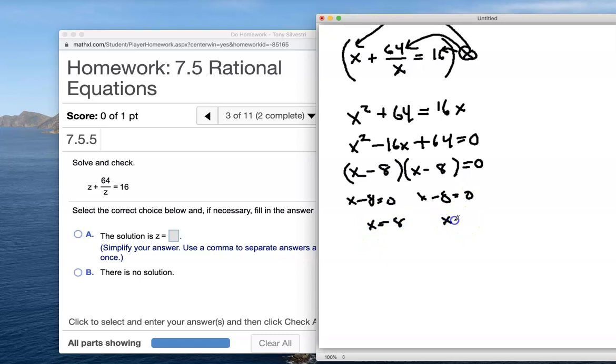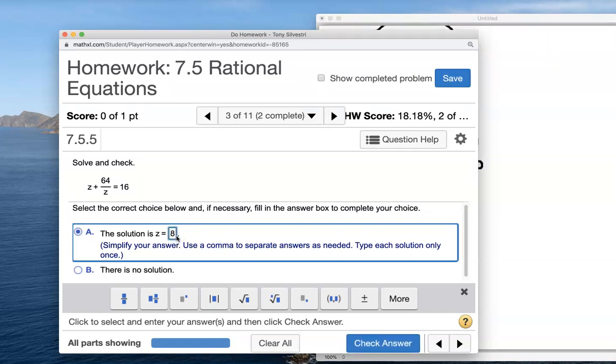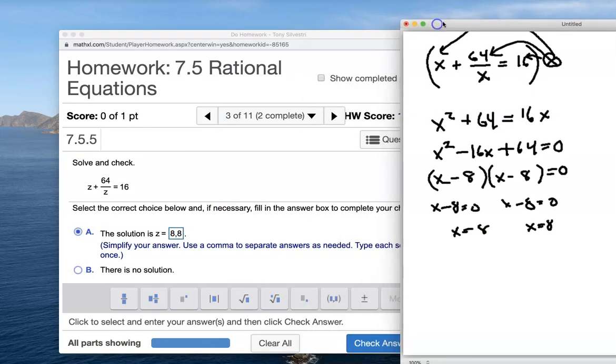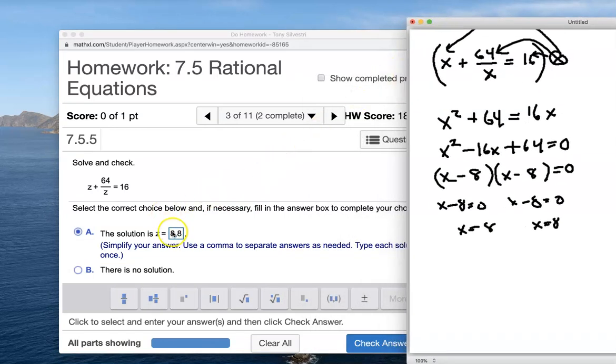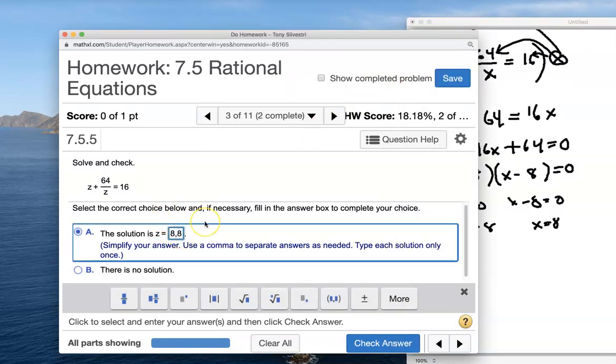X is 8. Now do not type in x, 8 comma 8. 8 times 8. Okay, don't do that. Because if you do that, you'll get it wrong. There's only one number, 8. Now there's also this thing that I think this is the first time we saw it, there is no solution. It is possible to do everything in math correctly, but your efforts are futile because you generate a number that just doesn't work. Now, in this case, our number is correct.